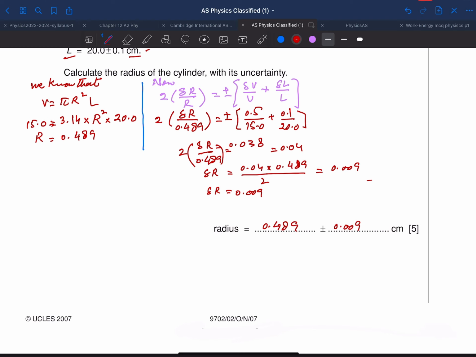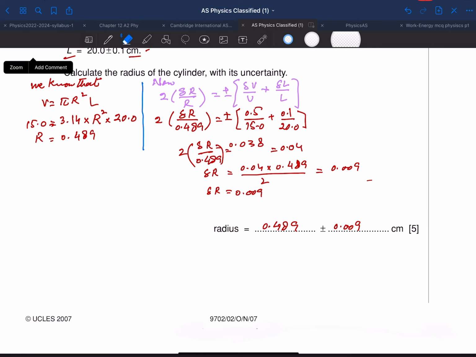You can write the values in powers as well, like 10 to the power minus 3 or something like this, but you need not go into this much detail. So this is simply the answer: 0.489 plus minus 0.009 will be the value of your answer. So this is what we have.